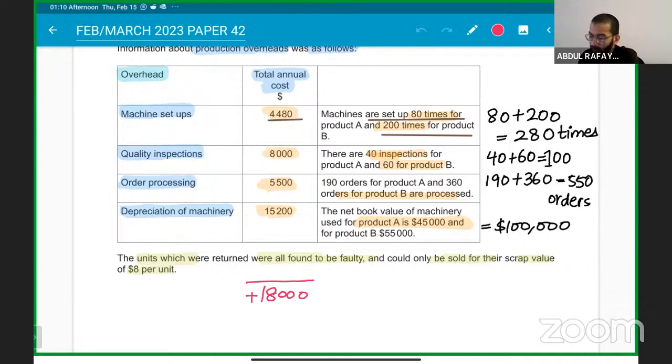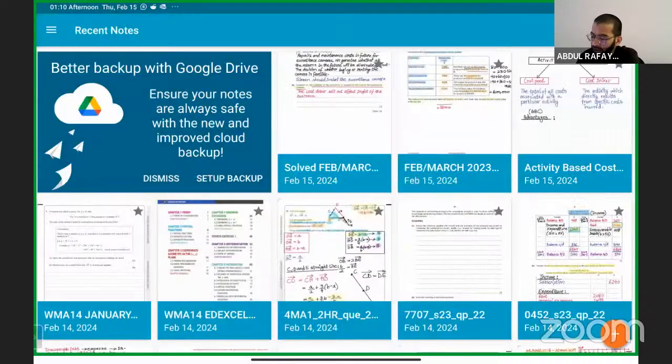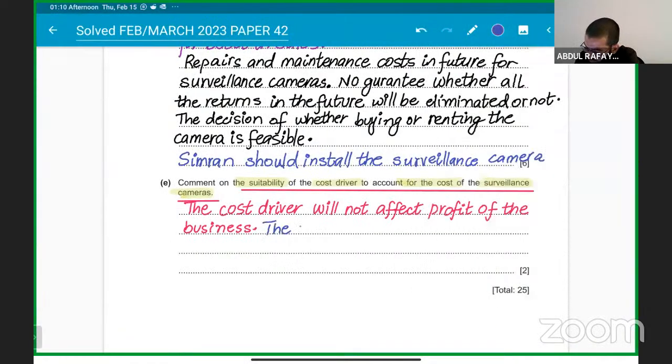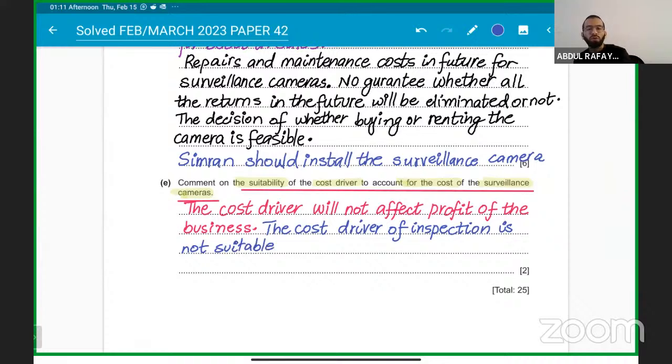Is everyone clear? So my suggestion is कि this is not suitable. ठीक है, कि इन्होंने जो cost driver लिए, the cost driver of inspection is not suitable for surveillance cameras. Getting it, guys? फॉलोइंग, क्योंकि इंस्पेक्शन तो फिजिकल हो रही होती है ना.